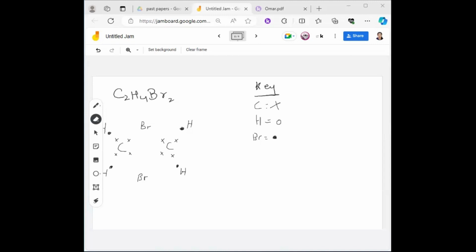How many electrons are there in bromine? If the group is 7, how many valence electrons does it have? It would have 7 electrons, wouldn't it? Draw them and link them real quick. Come on.